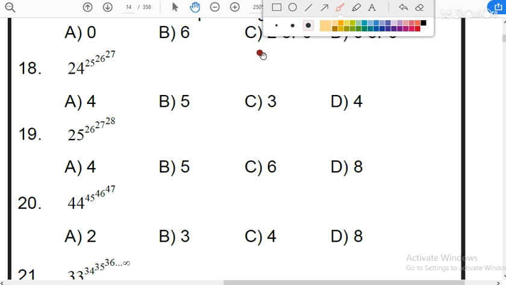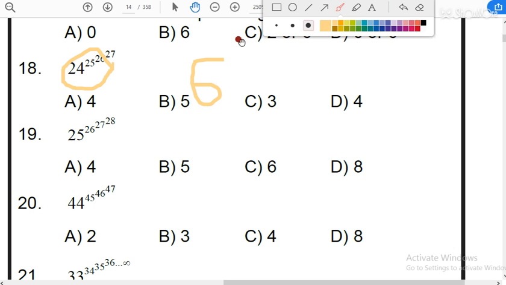So now I am solving for 4 raised to the power 26. 4 raised to the power 26 will be 4 raised to the power 4, sorry, 2 raised to the power 13. That means its answer will be 6 raised to the power 13. So the unit place for this expression, 24 raised to the power 25 raised to the power 26, is 6.